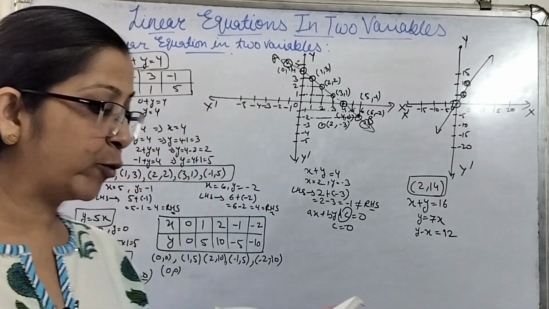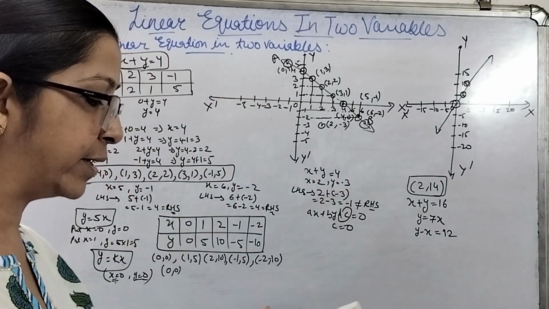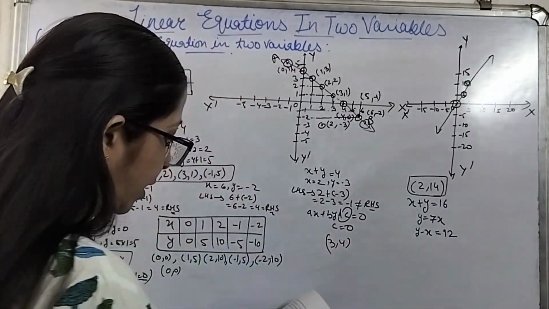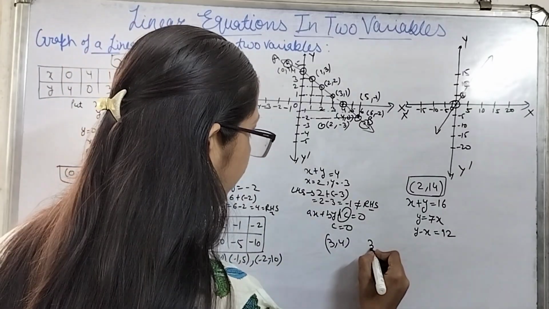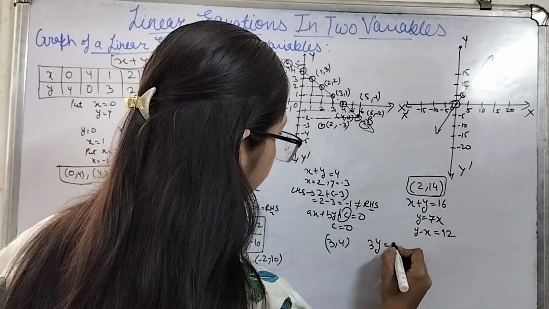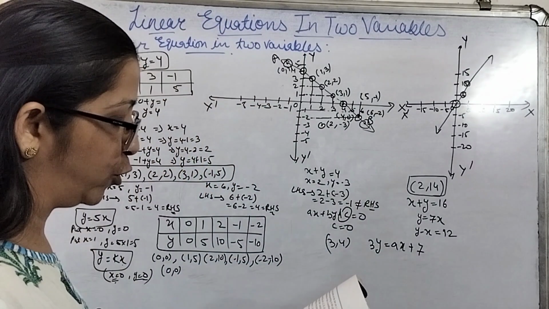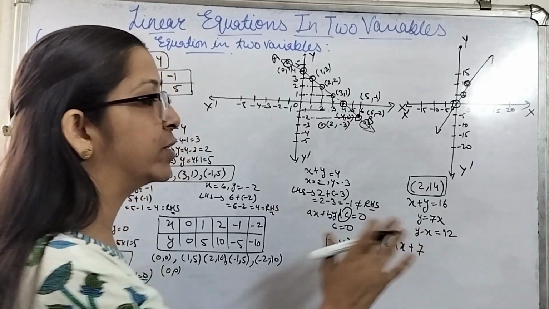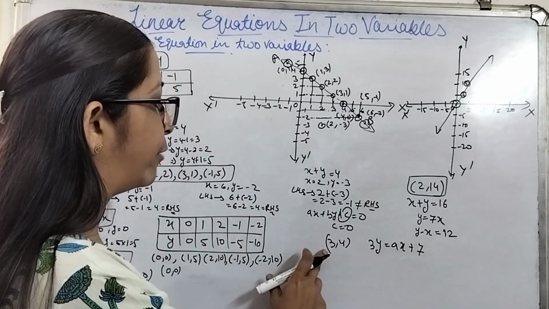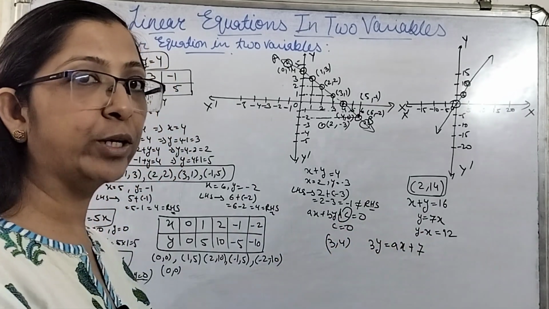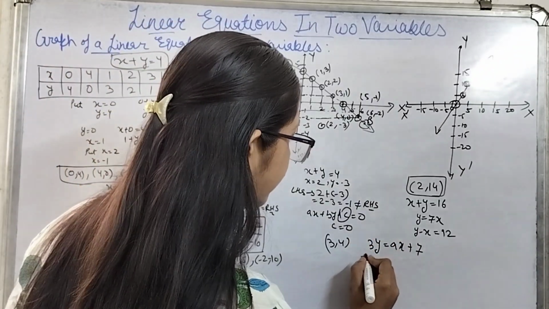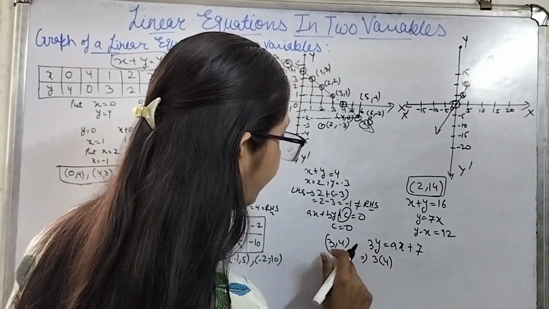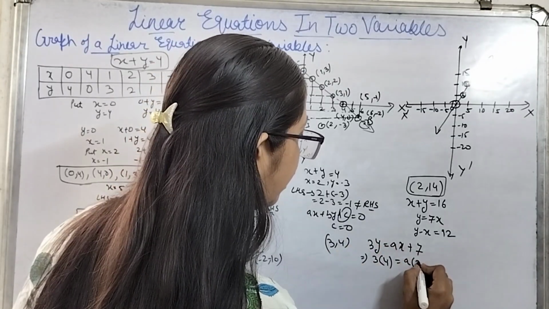The third question is, if the point (3, 4) lies on the graph of the equation, the coordinate is given to us as (3, 4). It lies on the equation 3y is equivalent to ax plus 7. Find the value of a. Over here it is already given to you that (3, 4) is the solution of this equation. That means we have to replace x by 3 and y by 4 in this equation. So if we replace x equivalent to 3 and y equivalent to 4, this equation will become 3 multiplied by 4 is equivalent to a multiplied by 3 plus 7.